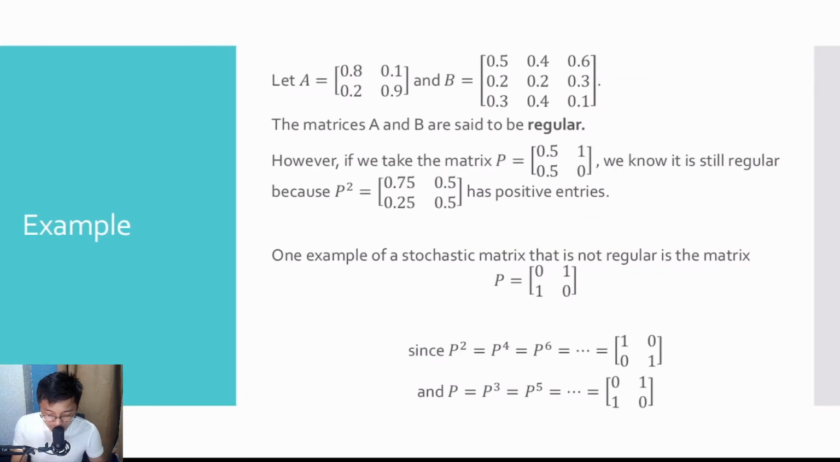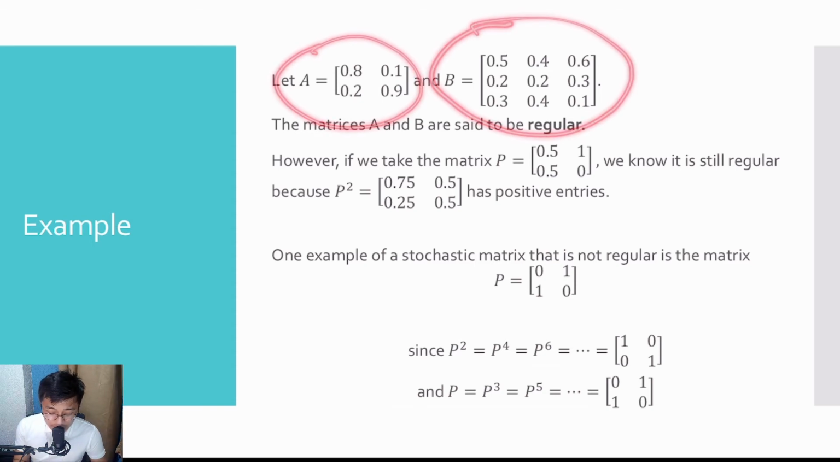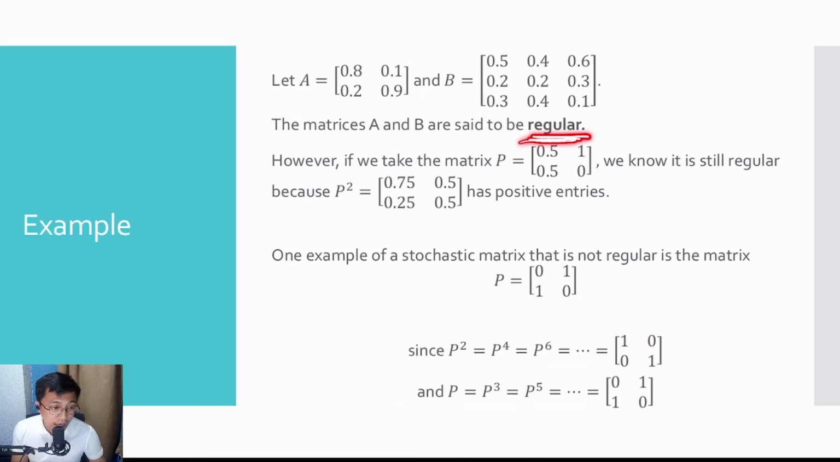Okay, let's go back to our previous examples. So these are some examples. If A and B are these square matrices, we say that these are regular. Why? Because all the entries are positive.